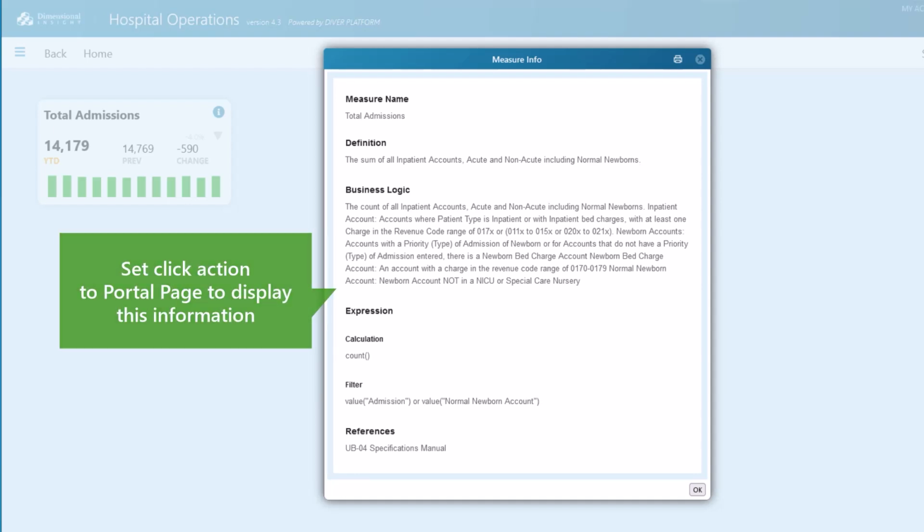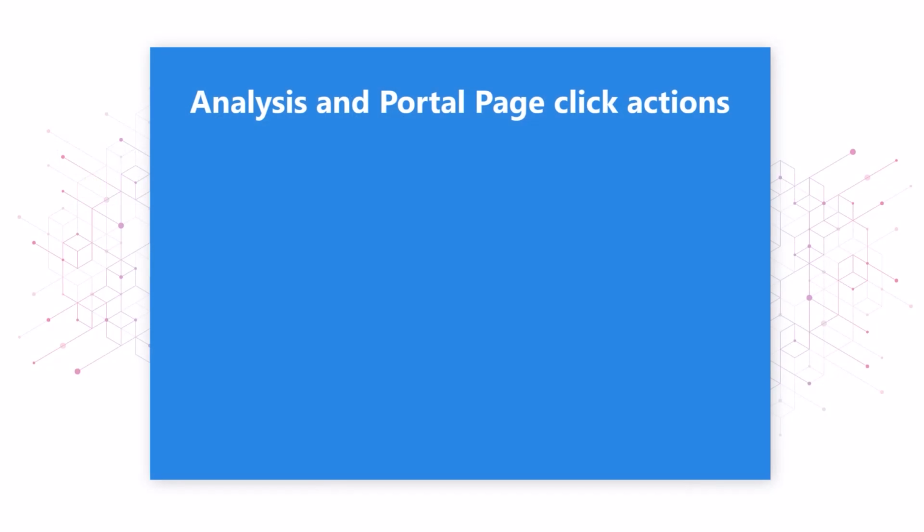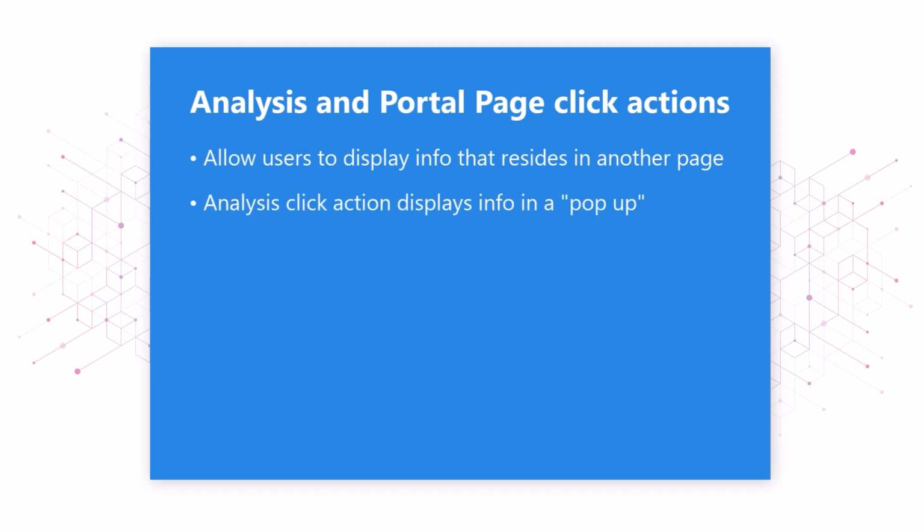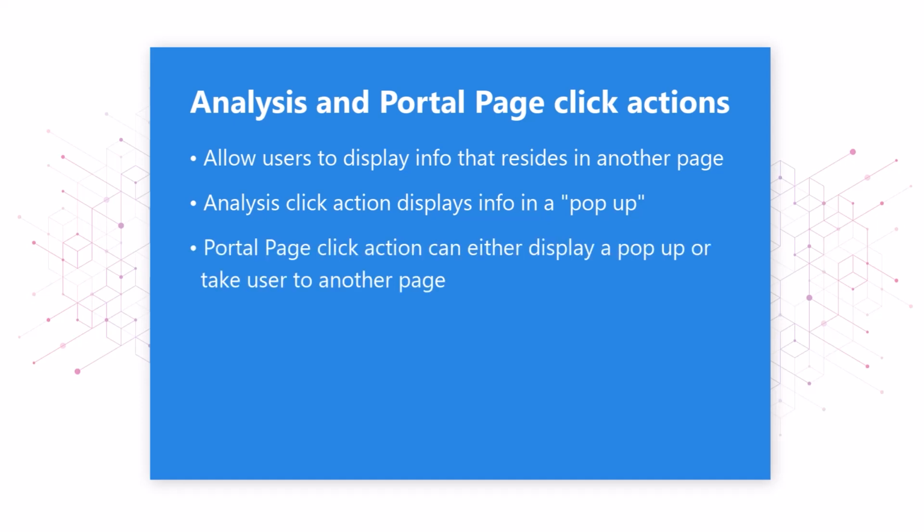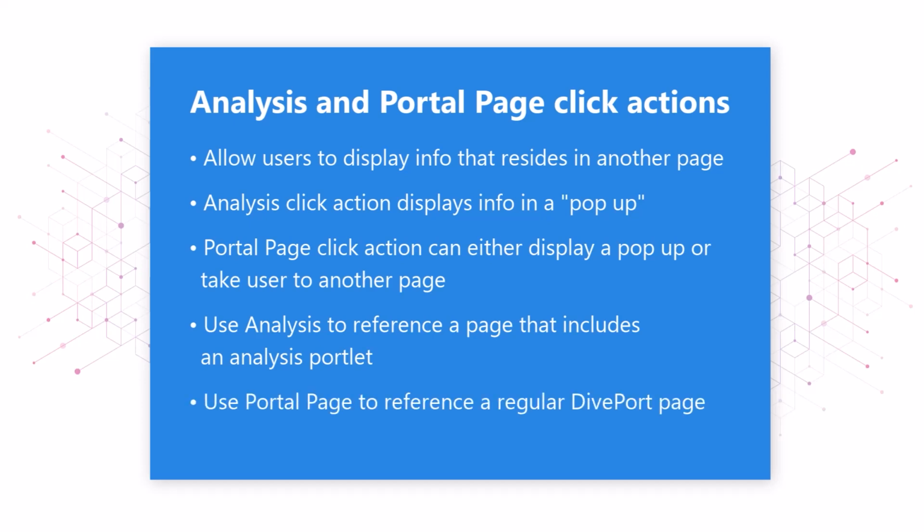Both the Analysis and the Portal Page click actions allow the user to display information that resides in another page. The Analysis click action displays the additional information in a pop-up. The Portal page click action can display the additional information either in a pop-up or by taking the user to the other page. Use the Analysis click action when referencing a page that includes an analysis portlet, such as the default analysis. Use the Portal page tag when referencing a regular DivePort page, such as the Measure Info page.